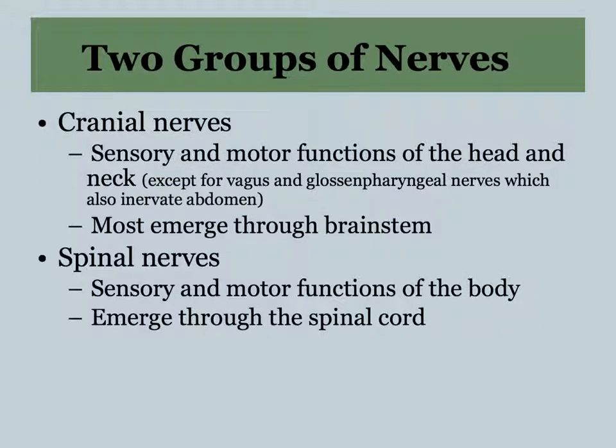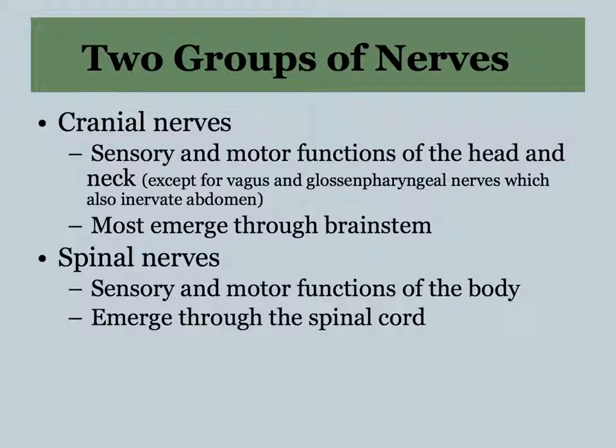In the peripheral nervous system, we are talking about the nerves that bring information from the central nervous system out to the body, or information from the body that goes back into the central nervous system. And you remember the central nervous system is defined as the brain and the spinal cord.